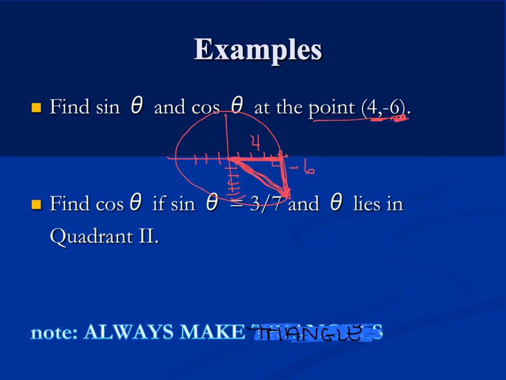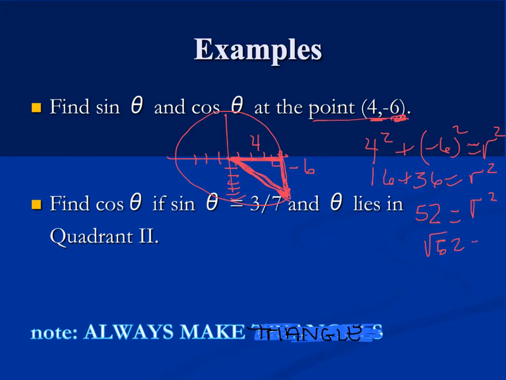Well, that's really easy to find because what I have here is a right triangle. So I know that 4 squared plus -6 squared is equal to r squared. So 16 plus 36 is equal to r squared. Therefore, r squared is equal to 52. So r is the square root of 52.